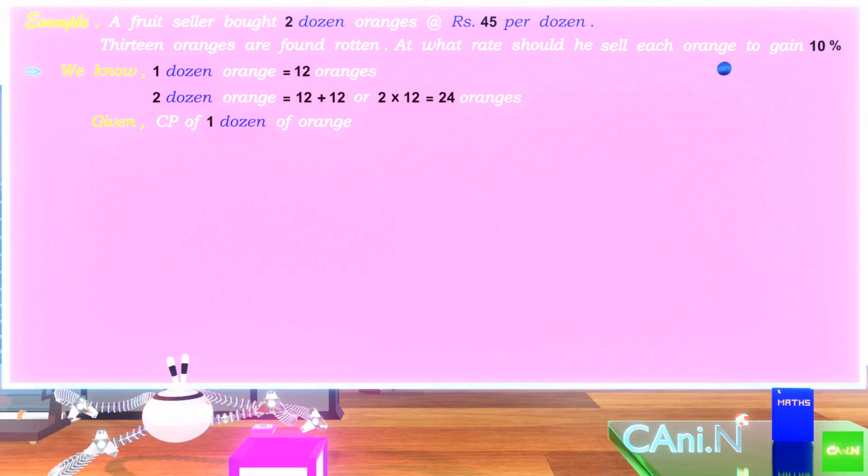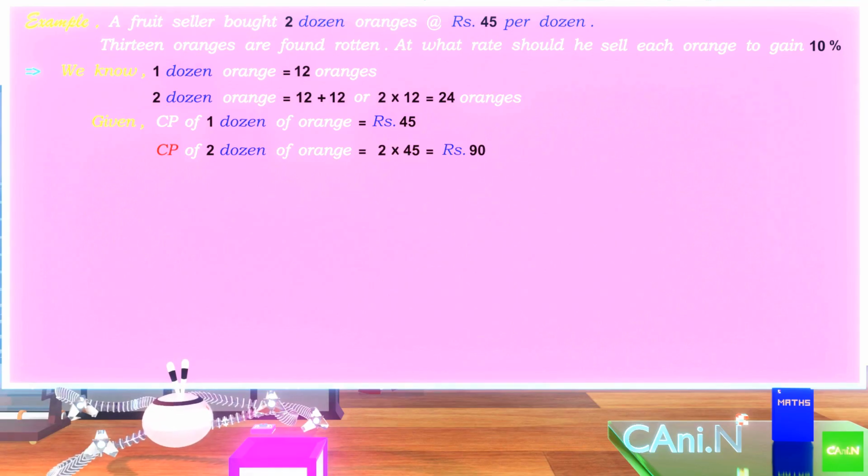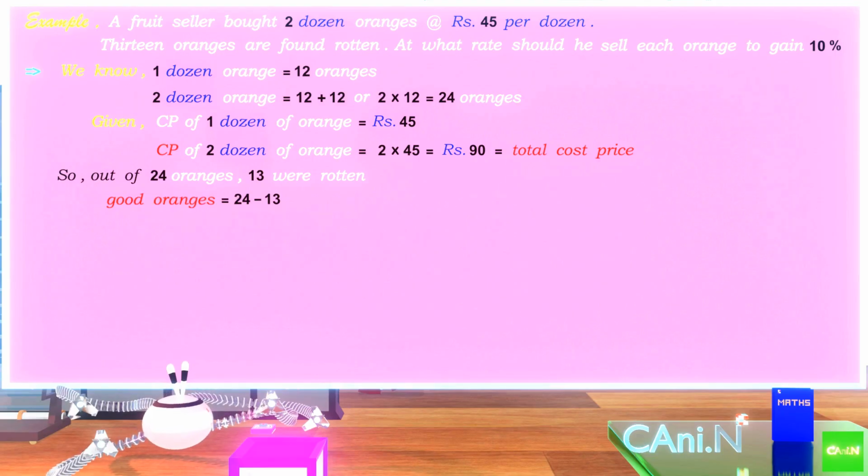Given cost price of 1 dozen of orange equals rupees 45. So, cost price of 2 dozen of orange equals 2 into 45 equals rupees 90, which is the total cost price. So, out of 24 oranges, 13 were rotten. Now, good oranges equals 24 minus 13 equals 11 oranges. So only 11 oranges can be sold.